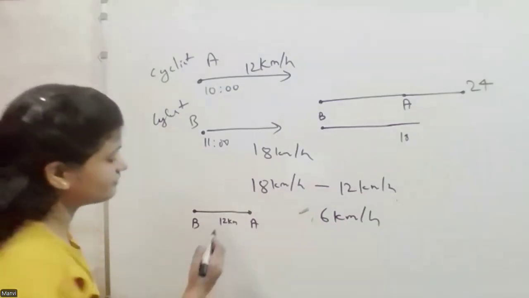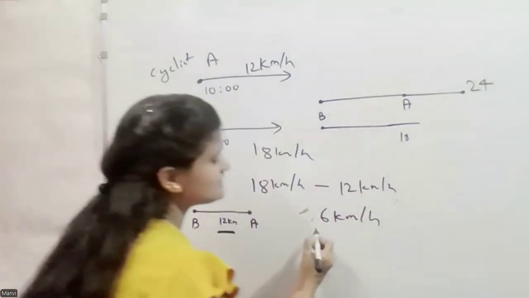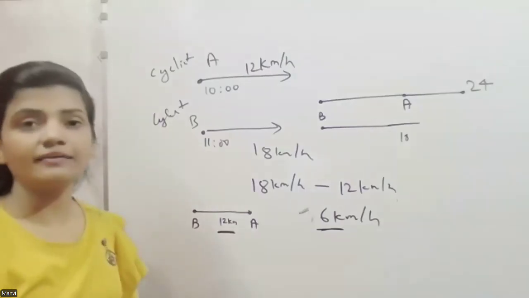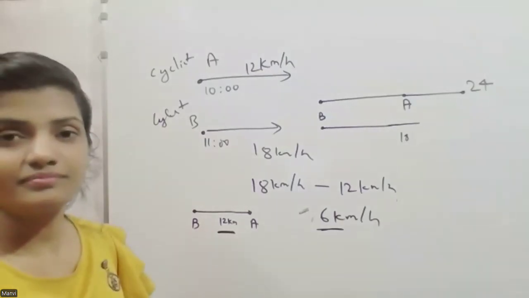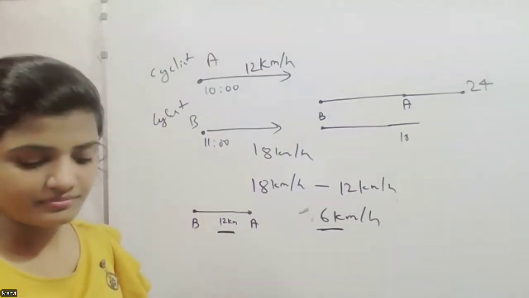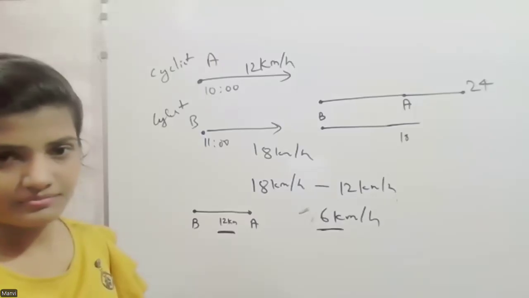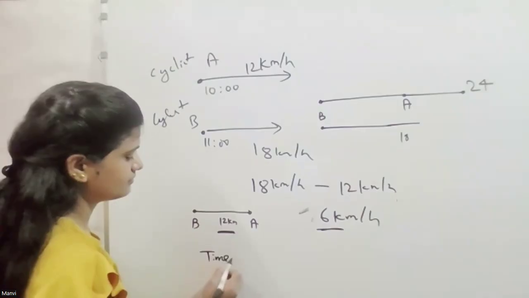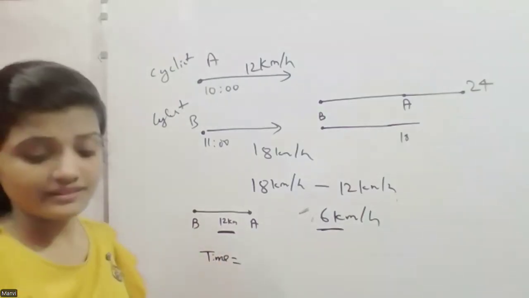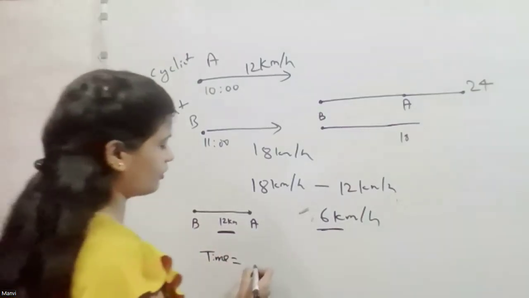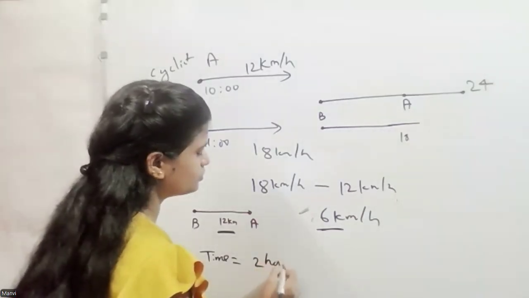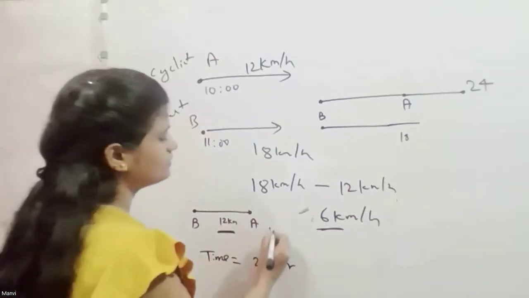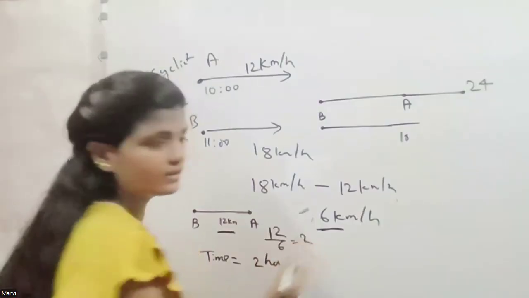Now tell me, if this is the distance and that is the speed, then what will be the time? Easy. The distance is 12 kilometers, so you calculate time as 12 kilometers divided by 6, which is 2. Time is 2 hours, not 2 o'clock. Time is 2 hours, because 12 divided by 6 is 2.